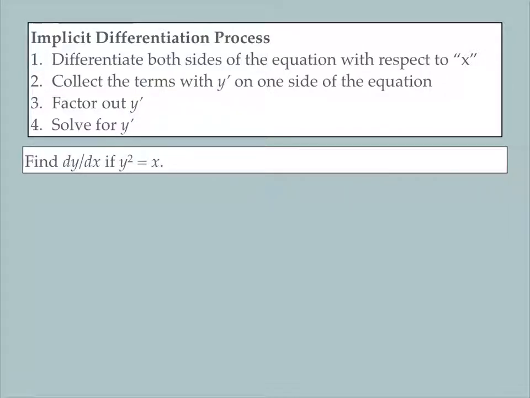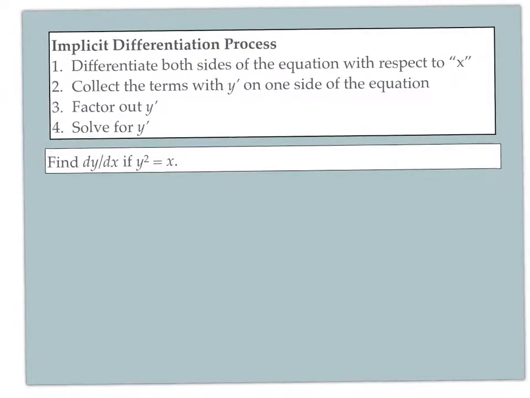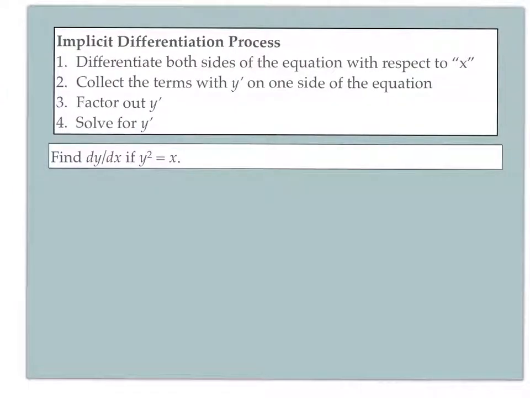Okay, so here are the actual steps written down for you. Differentiate both sides with respect to x. Collect the terms with y prime on one side of the equation. Factor out y prime. Solve for y prime. Those are the steps. They're pretty straightforward. The part that people will usually have trouble with is the first part, differentiating both sides.